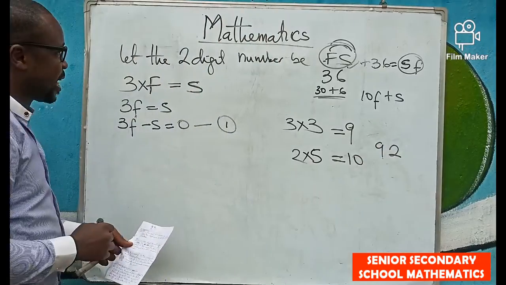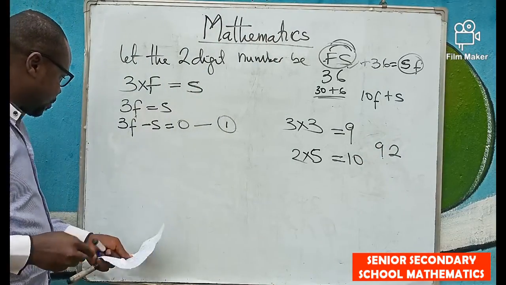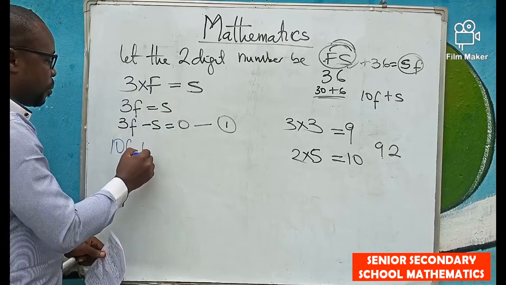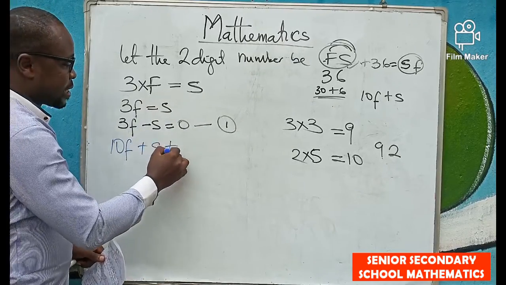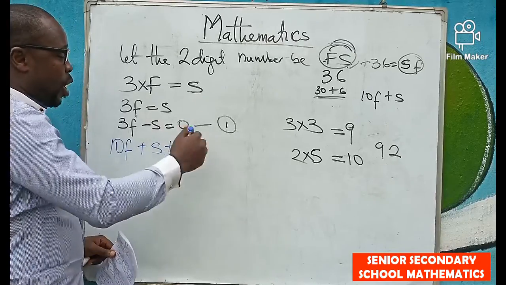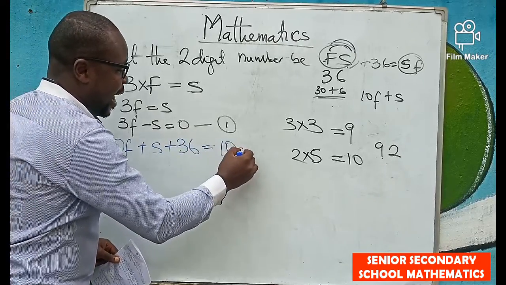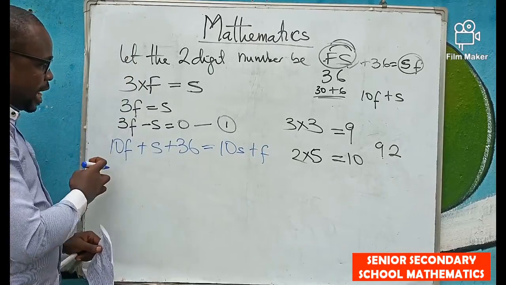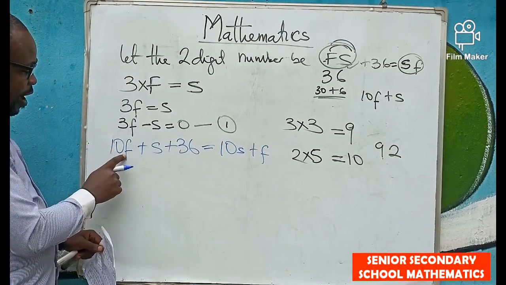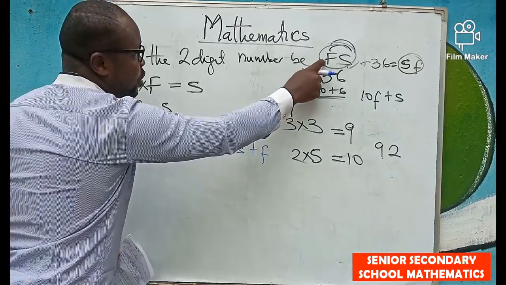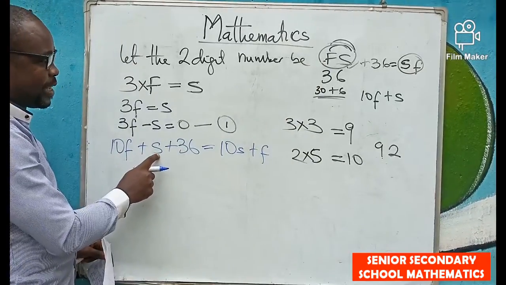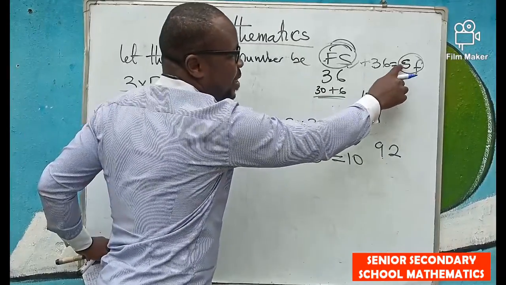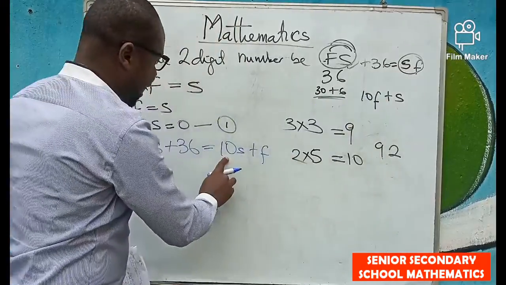So in that case, I'm saying that 10F plus S plus 36 will give me 10S plus F. Important logic. You can rewind and look at what I said again. 10F means that the tens digit must be multiplied by 10 before you add S. Then add 36 equals, then SF will now mean 10 times S plus F.